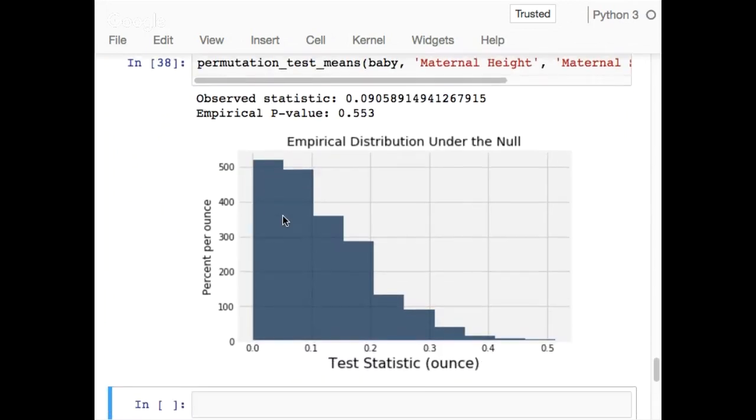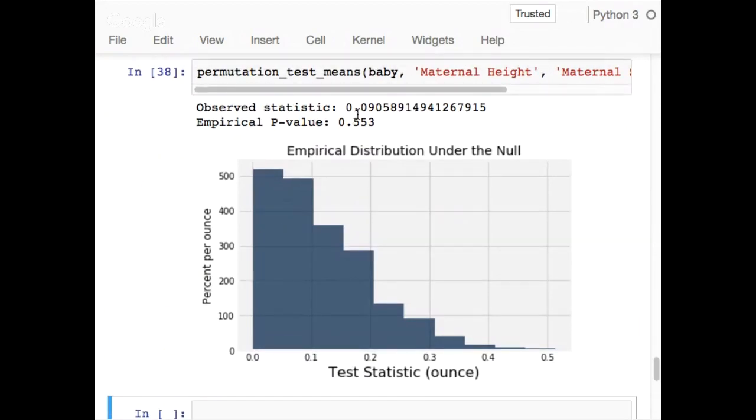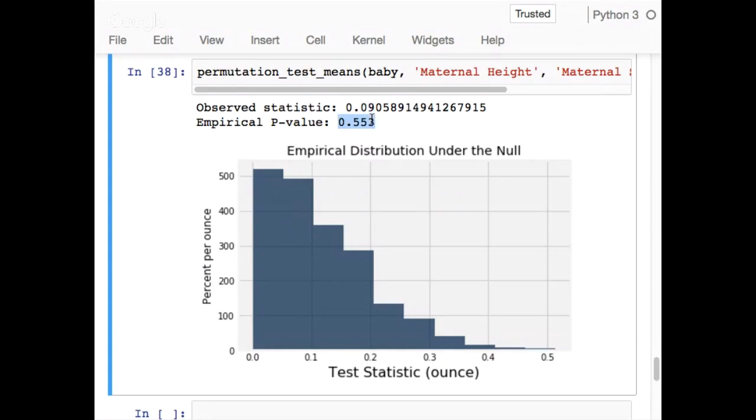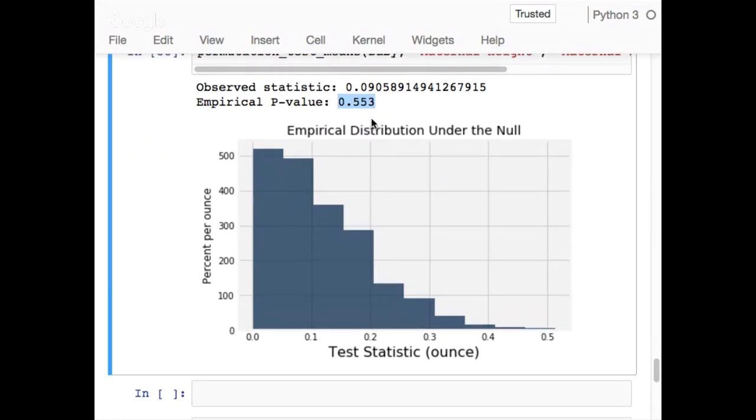Okay, so what do we see? The average difference in heights was like 0.09, which is pretty small. And our p-value was pretty high, so 0.55. This tells us that we can't conclude that there's an association between smoking and not smoking and the height at which you have your baby. So it doesn't seem like there's any link between the two. And indeed, we observed that to be true in our hypothesis test.